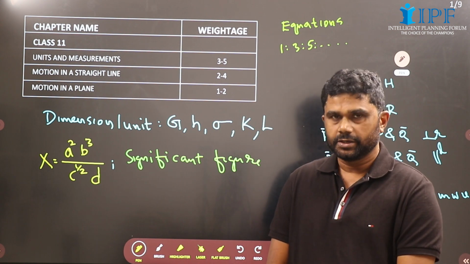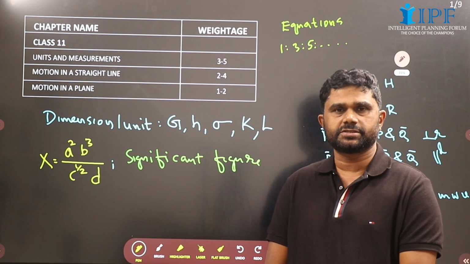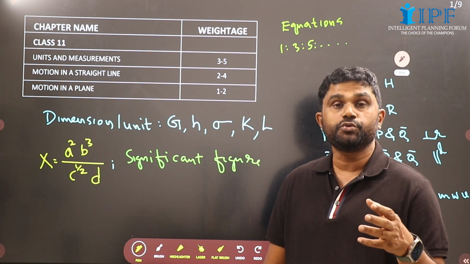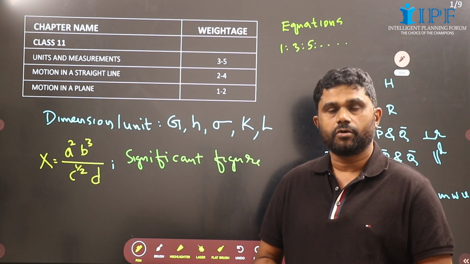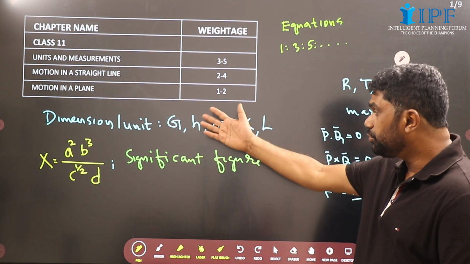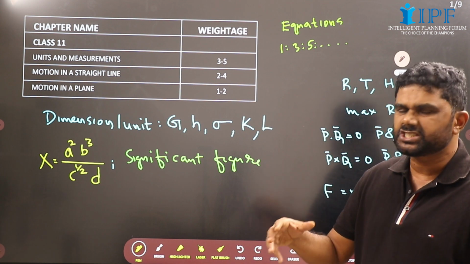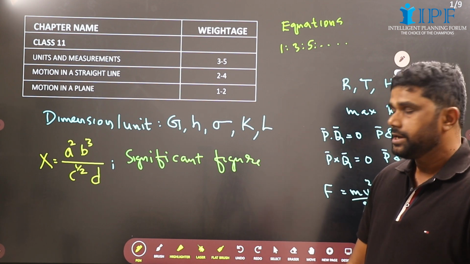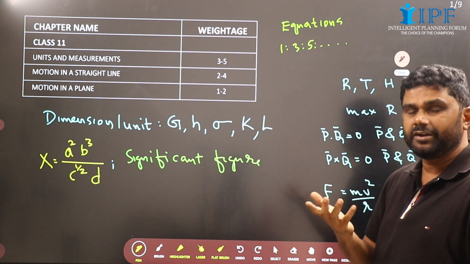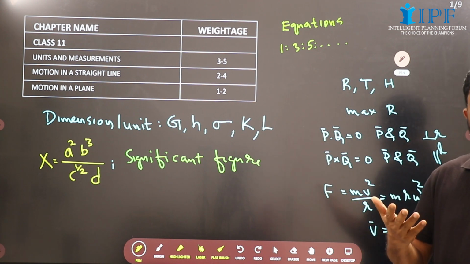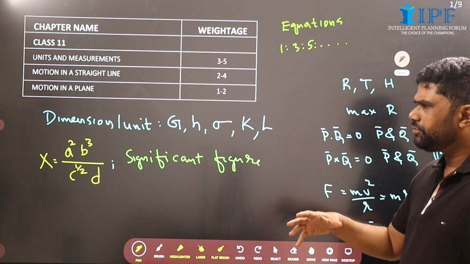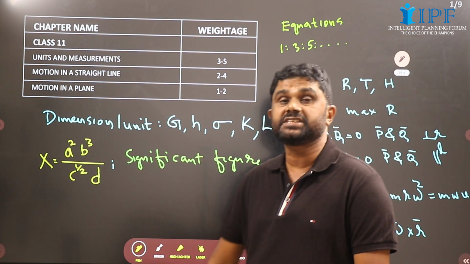Okay, now see first units and measurements. From units and measurements you should know how to find the units or the dimensional formula of a physical quantity. Most commonly asked quantities are the universal gravitation constant, Planck's constant, Stefan's constant, thermal conductivity, and very rarely they ask self-inductance, then permittivity and permeability.